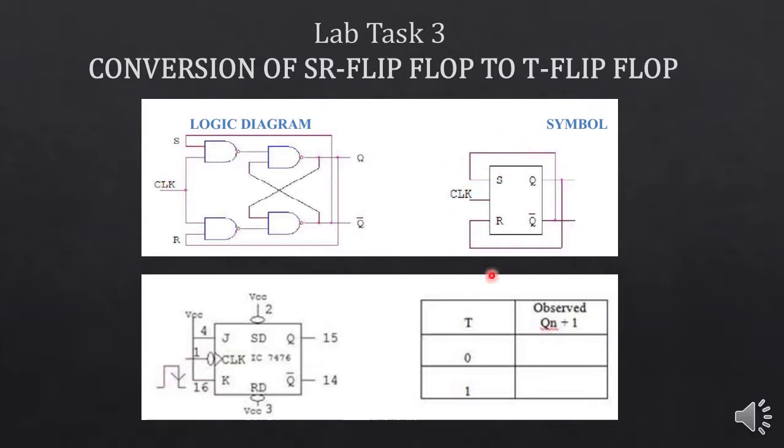The T flip-flop can also be constructed using the JK flip-flop. Here you can see I have connected together the J and K pins and I have applied VCC here. Here you are applying the clock signal, which is basically T, and you have to observe the output. When the clock is 0, the output will retain its previous state. When the clock is 1, the output will be the complement of the previous state.